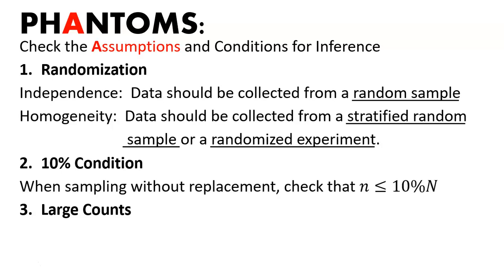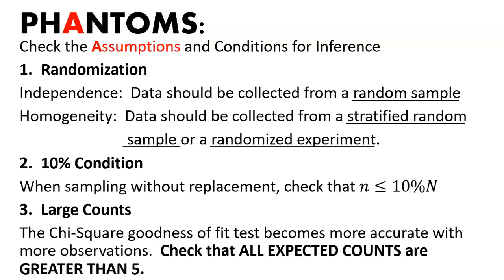The 10% condition is still there. If you're sampling without replacement, you need to make sure your sample size is less than 10% of your population size. And then finally, large counts, same as yesterday. You need all those expected counts to be greater than 5.